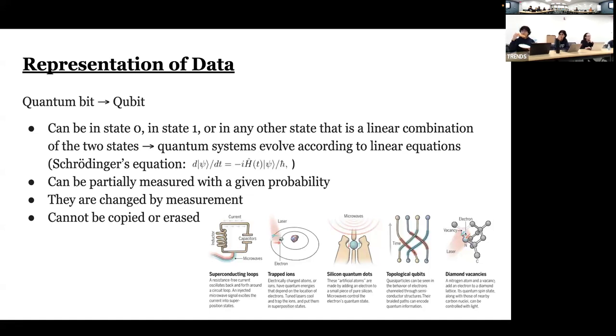Qubits can be partially measured with a given probability. They are changed by measurement, and they cannot be copied or erased. And at the bottom, it's kind of small, but these are some of the ways that different qubits are implemented: through superconducting loops, through trapped ions, through silicon quantum dots, topological qubits, stuff like that.